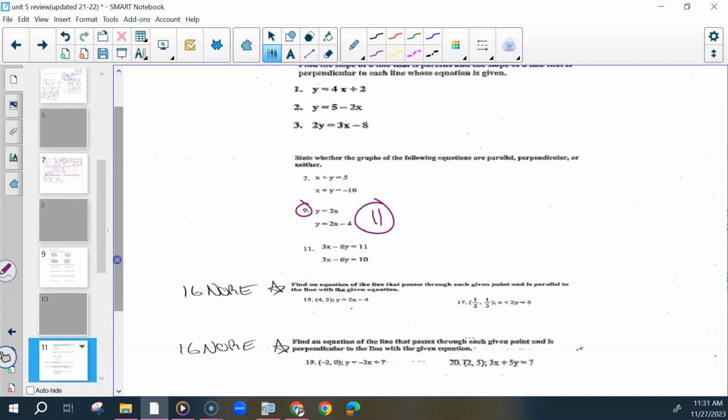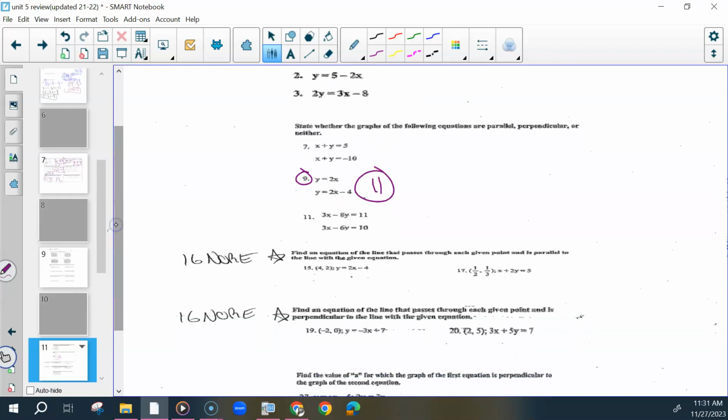Are there questions on this page? Okay, so this one is also a parallel, perpendicular, or neither, but we have to solve both of these. I'm going to do that simultaneously. Subtract x. We have y equals negative x plus 5 and y equals negative x minus 10. Are these parallel, perpendicular, or neither? Parallel, because they have the same slope, different y-intercepts. Any others?